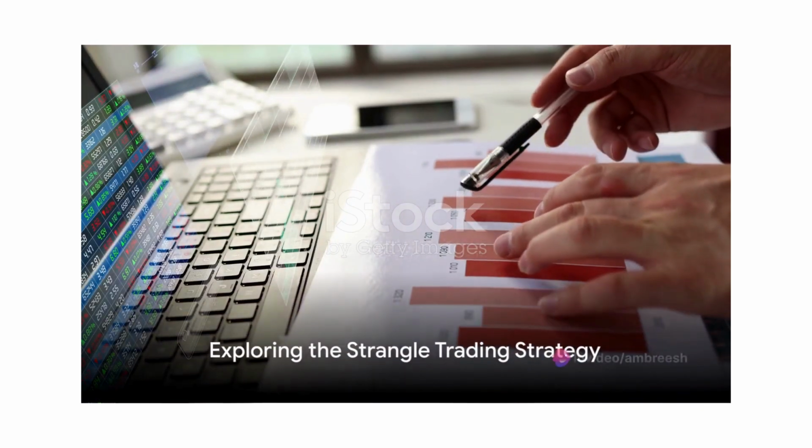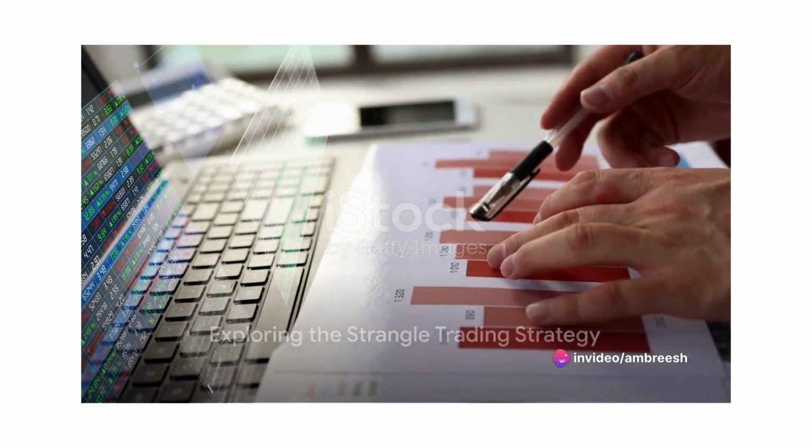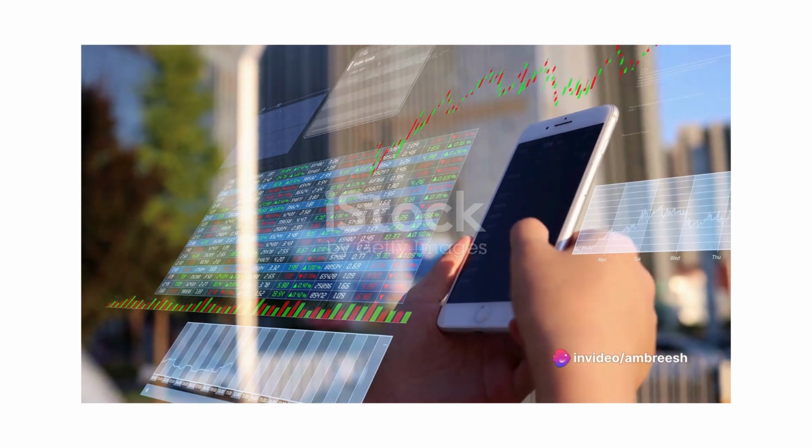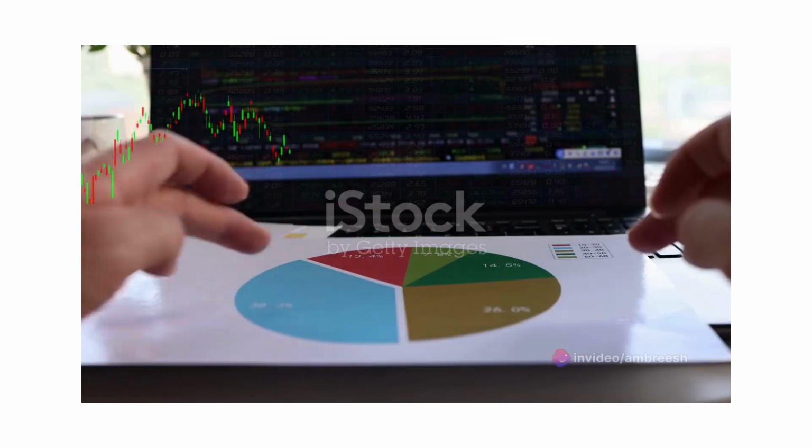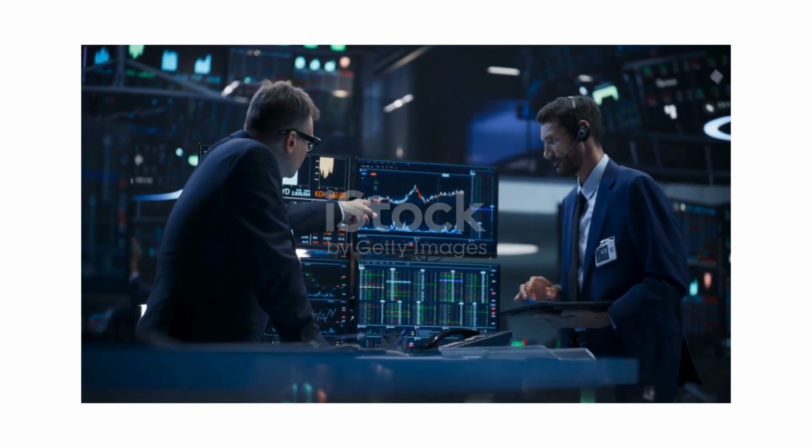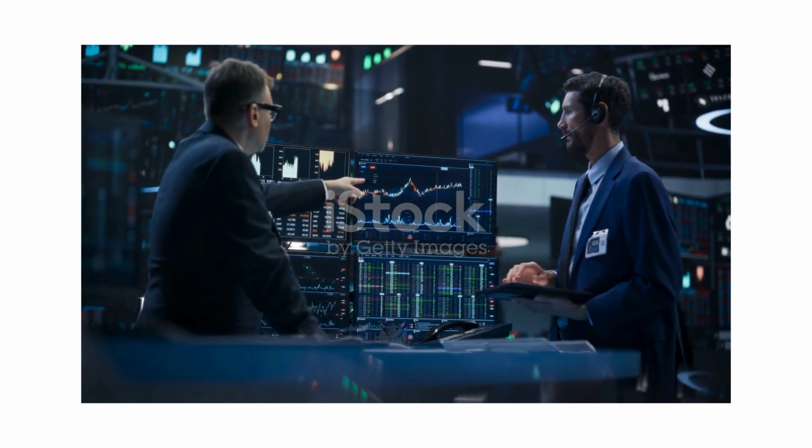Have you ever found yourself pondering over the intricacies of the strangle trading strategy? It's a fascinating topic indeed. Today, we'll delve into this advanced trading mechanism, breaking it down into digestible bits for better understanding.